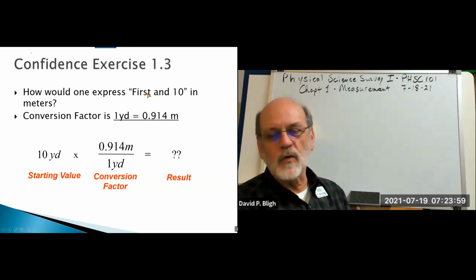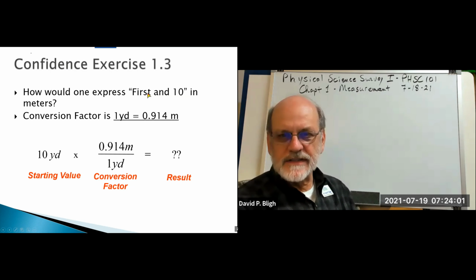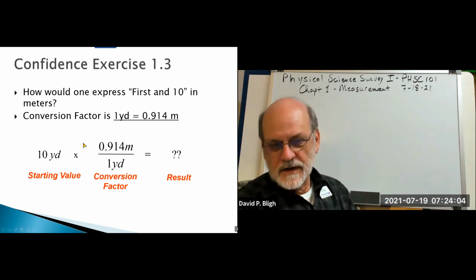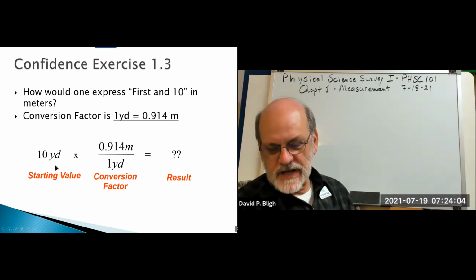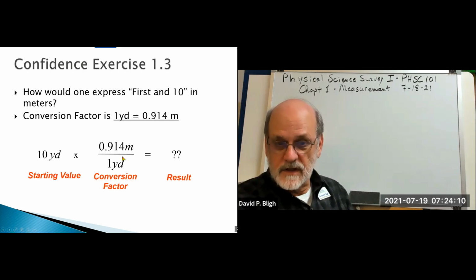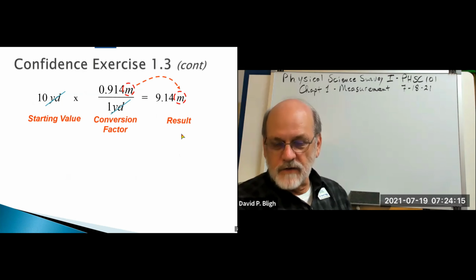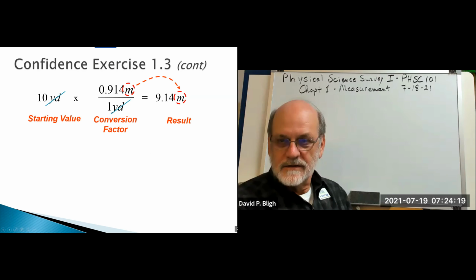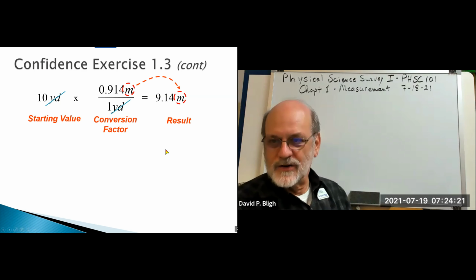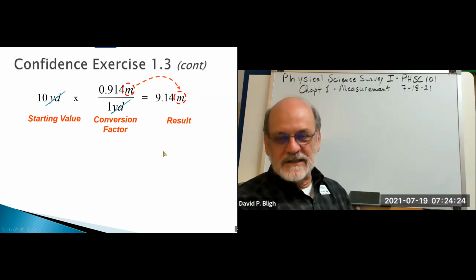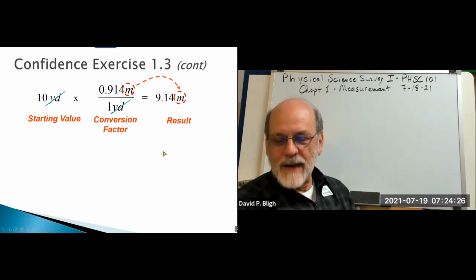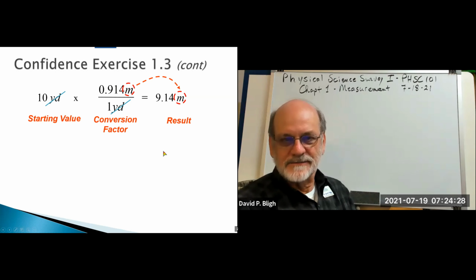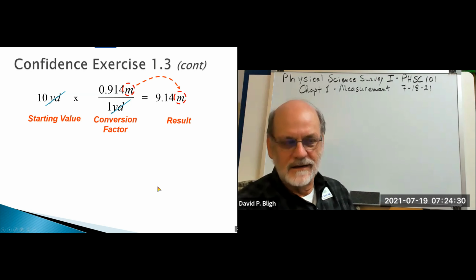1st and 10. Oh, we're talking about football. 1st and 10. You got 10 yards to go. So there's your 10 yards. How many meters is that? Well, 0.914 meters is 1 yard. If you know that, then the conversion says that it's 1st and 9.14 meters to go. Imagine what would happen to the crowd if the announcer said that. They'd all go, huh?